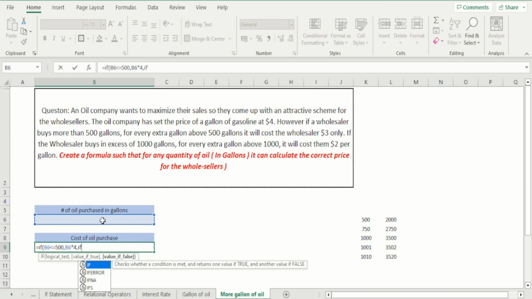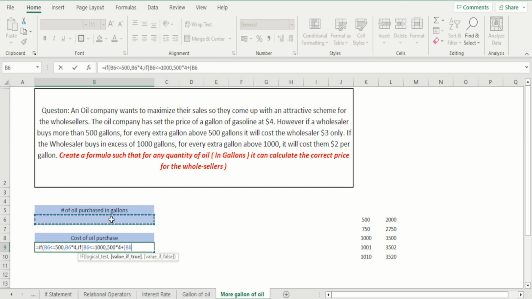So to deal with two of these scenarios, what we'll do here is we'll insert another if and put in the next condition, which is if quantity purchased is less than or equal to 1,000 gallons. Then the way we want this to be calculated is that the first 500 gallons is at $4, and the excess above 500, which we now know will be calculated as quantity purchased minus 500, which gives us the excess above 500, times 3.